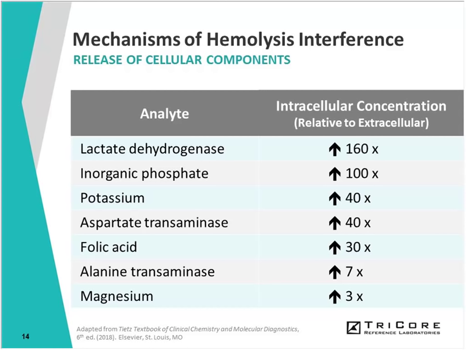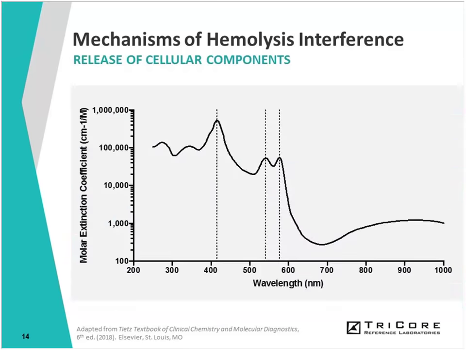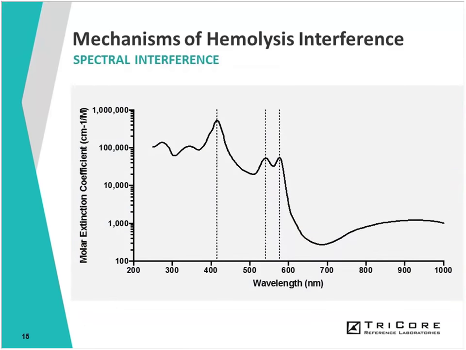So for example, compared to concentrations in serum, lactate dehydrogenase and phosphate are really present in very high abundance in red cells, while others like potassium, AST, and folate are moderately abundant. It goes without saying that how much positive bias occurs depends upon the specific analyte and the amount of hemolysis that's present. Another way hemolysis can interfere with chemistry tests is via spectral interference.